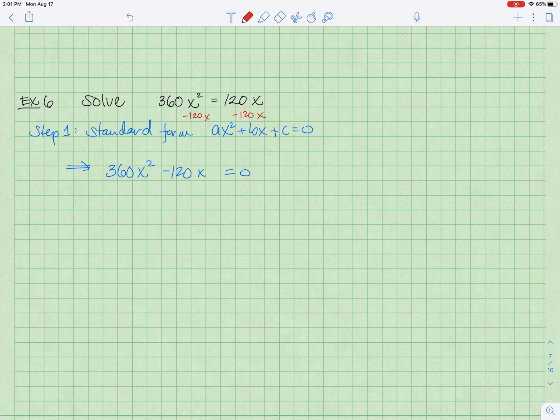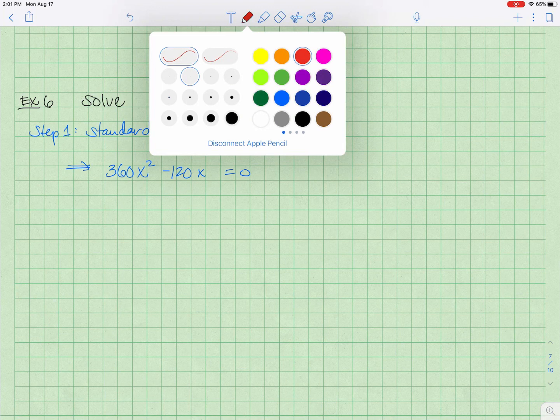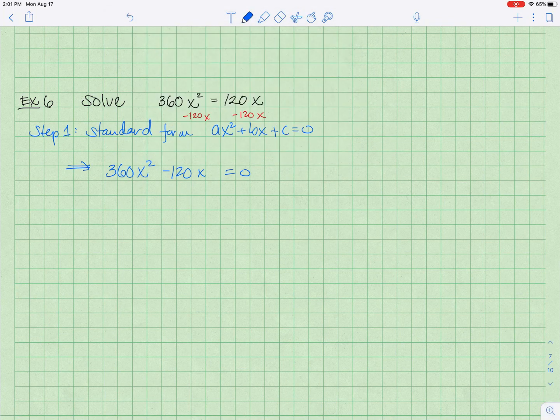Now, there are some common mistakes that are made right away in step 1, and I'll come back to those at the end of this example. But it's not really good to show you what common mistakes are so that you make them. So be careful. Step number 2, we want to factor.